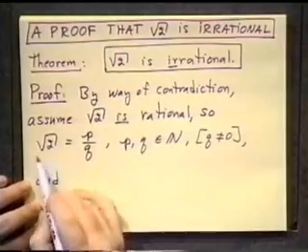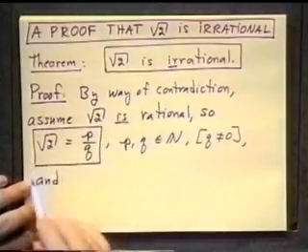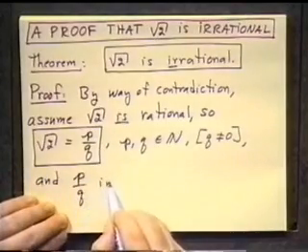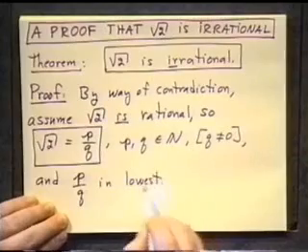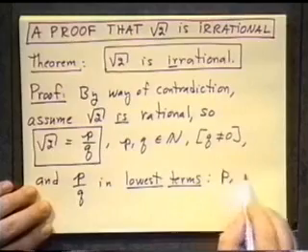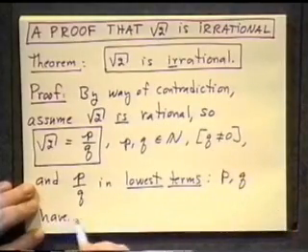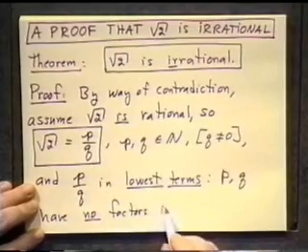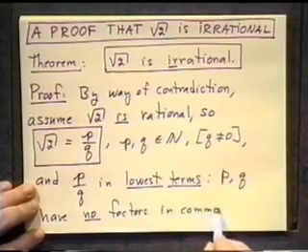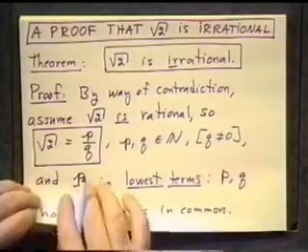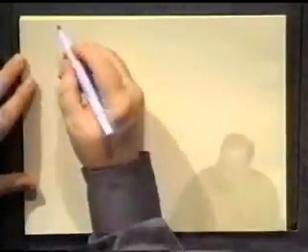And we will assume, so we've assumed this, that p over q equals square root of 2, and that p over q is in lowest terms. Lowest terms, which means p and q have no factors in common. Okay, this is going to be very important to our proof. Have no factors in common whatsoever. So that will be very important for our proof. And having set this up this way, now we will sort of follow our nose and see what happens.